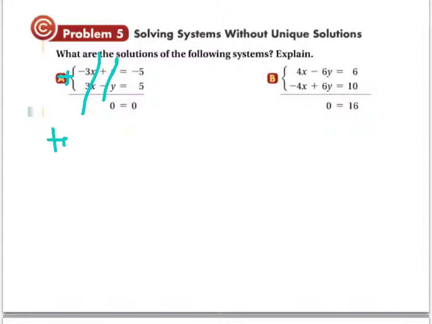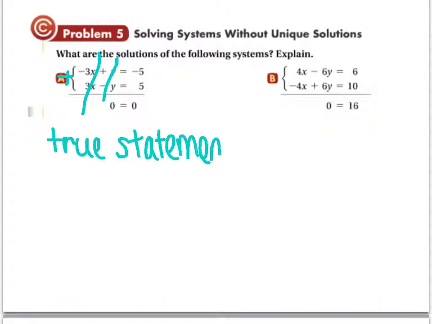Since this is a true statement, this is a special case that has infinite solutions. You could choose any x and y value to plug into those two equations to make a true statement. If you use substitution, you could work through that whole two sets of equations using substitution, and you would still end up with a true statement. And anytime you have a true statement, you have infinite solutions.